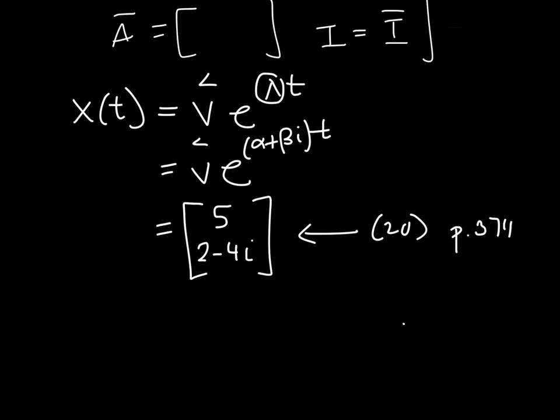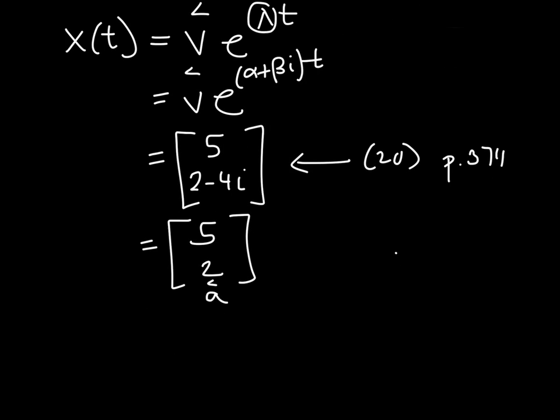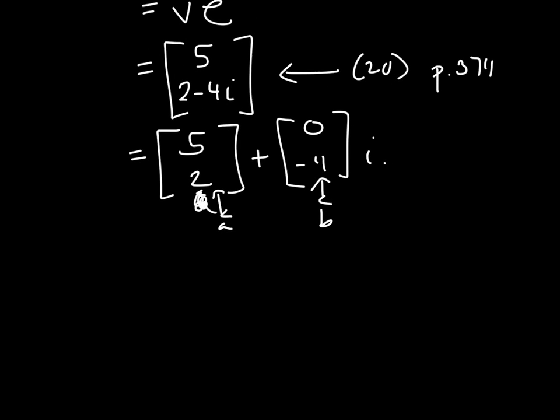But if we want to, we can split this up to make it look like equation 20. So 5, 2, that's our vector A, our big A, because it's a vector. And plus our imaginary parts, 0, negative 4, i. This is our vector B. Let's write it a little nicer. So that's what they mean by equation 20. Hopefully this makes sense. This is what I'm going to use, so let's just work this out.